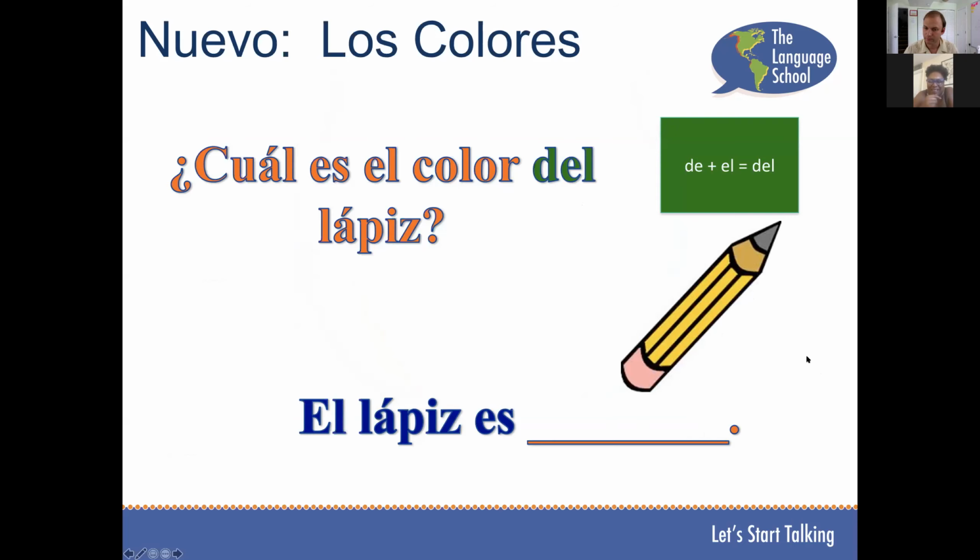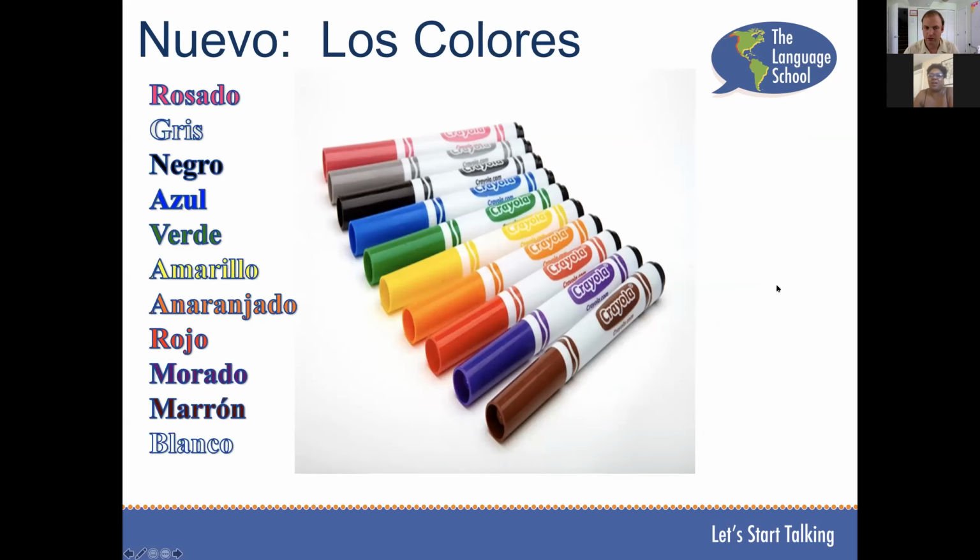Anarana. I don't even know if that's the right color. I can't say it. Oh, amarillo. Do you want to write these colors down real quick? Yes, please. Yeah, go ahead. Take a moment to write those down. I'll be right back. Okay.